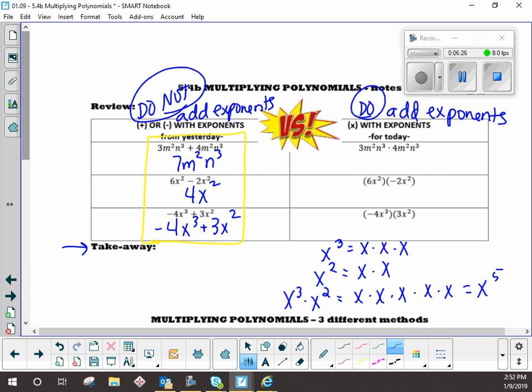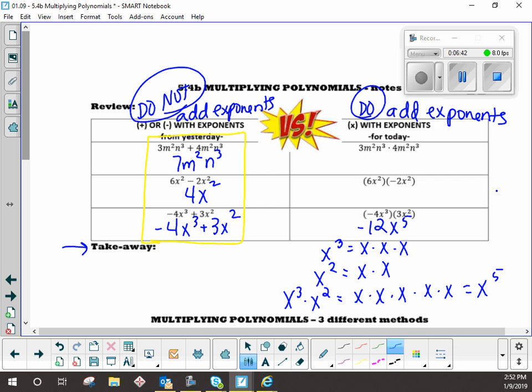So finishing out this bottom problem, we know that the x cubed times the x squared is x to the 5th. And then we just have to do the negative 4 times 3. What is negative 4 times 3? Negative 12. Negative 12, right?